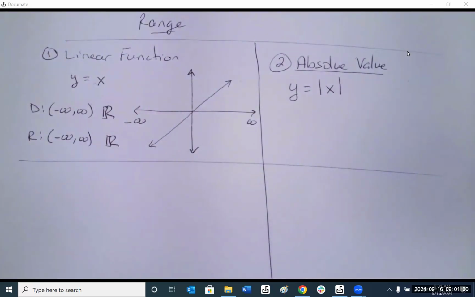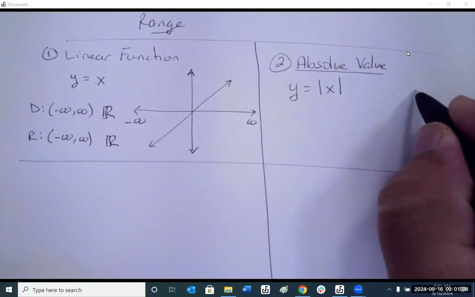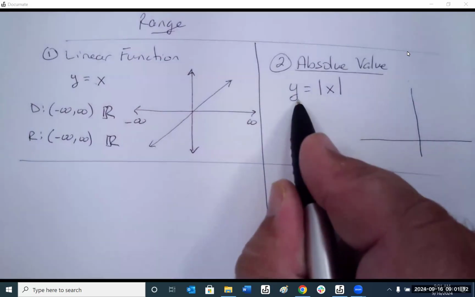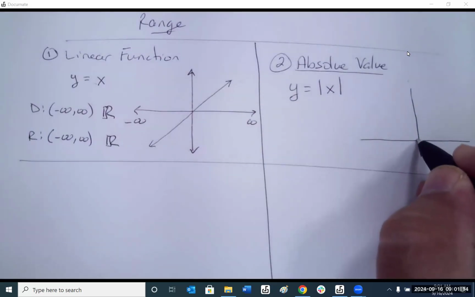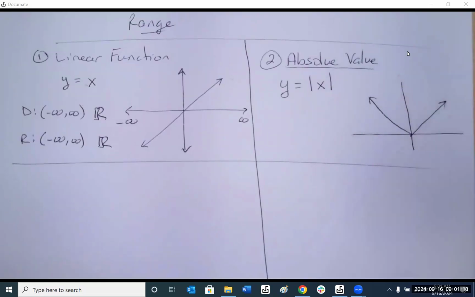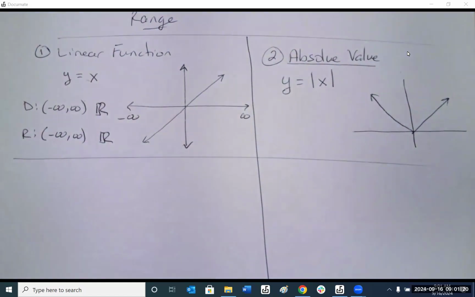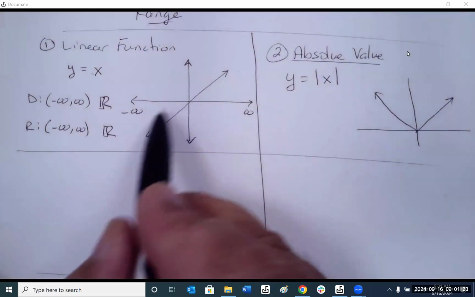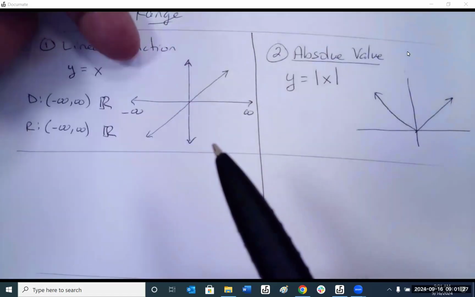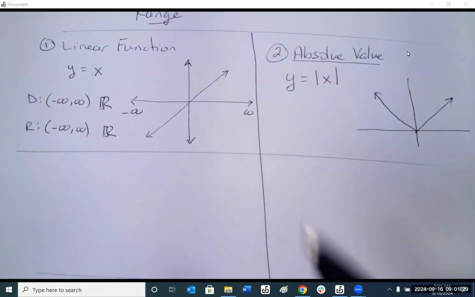So -3 is how far from 0? 3 spaces. So the absolute value of -3 is 3. The graph of the absolute value function, since y can never be negative, looks like this. It's 2 straight lines. Basically, it's the linear equation, but I just rotate the negatives to the positive.